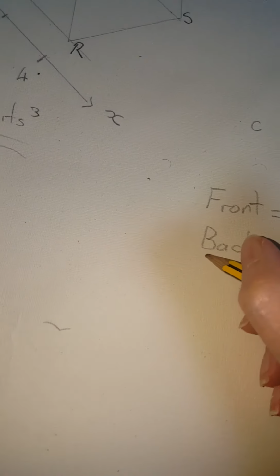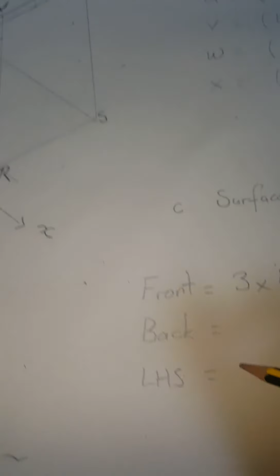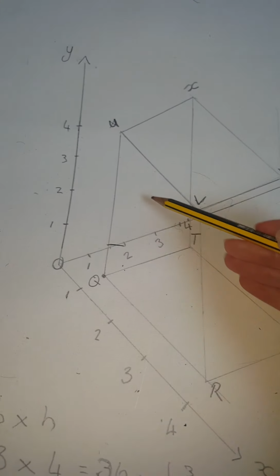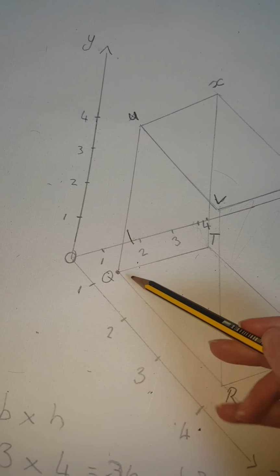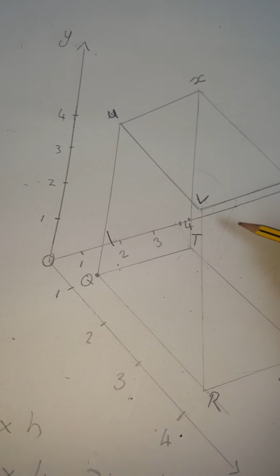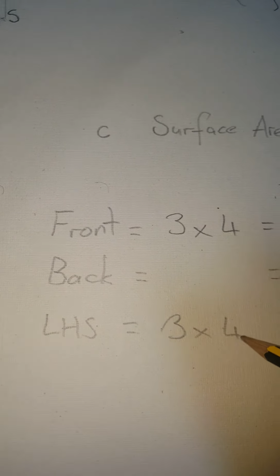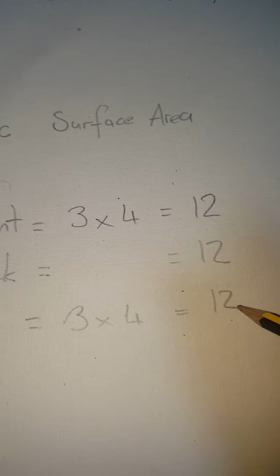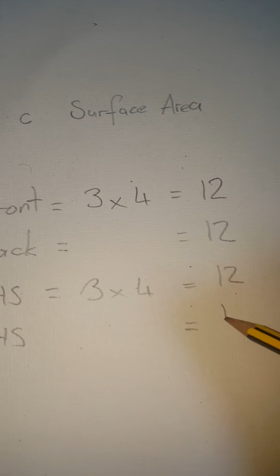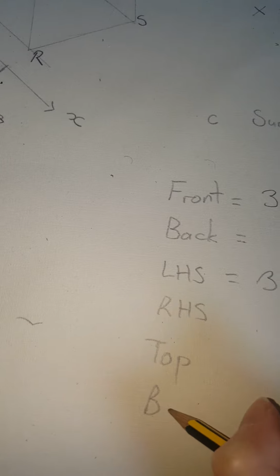Now we need to work out what I'll call the left-hand side. Make it this face right here. We know that that is 3 by 4, so the left-hand side is going to be 3 by 4, which is 12. And we know that the right-hand side will be the same, 12 also. That just leaves us to work out the top and the bottom.